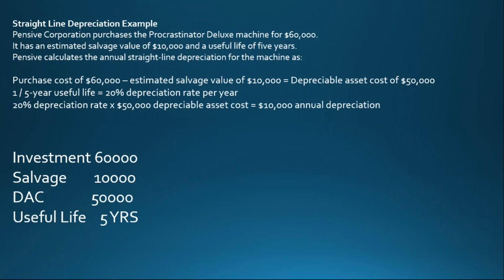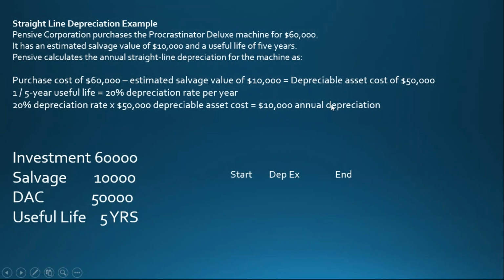In straight line depreciation, we depreciate the same amount every single year till it's gone. In this simple example, we had $50,000 to depreciate. Remember, that's the $60,000 minus the salvage cost. We're going to depreciate a brand new piece of equipment, $50,000 over the 5 years, at a 20% depreciation rate. That's going to be $10,000 in annual depreciation.